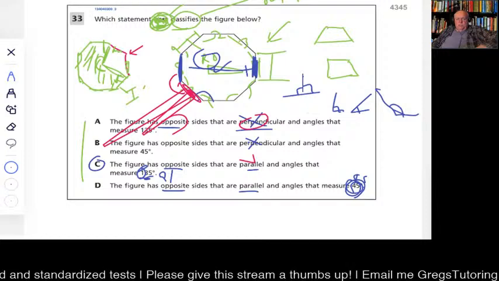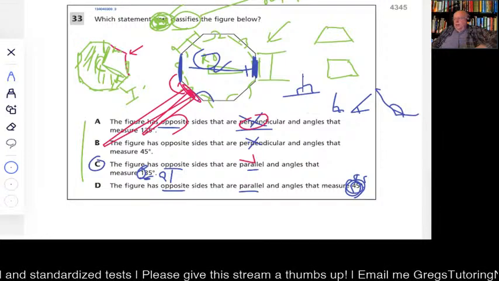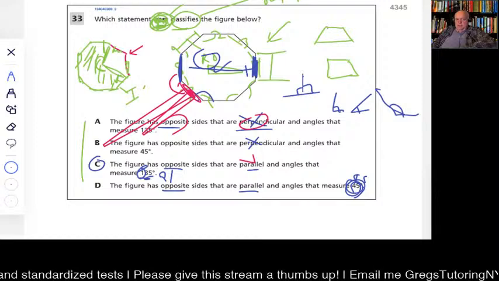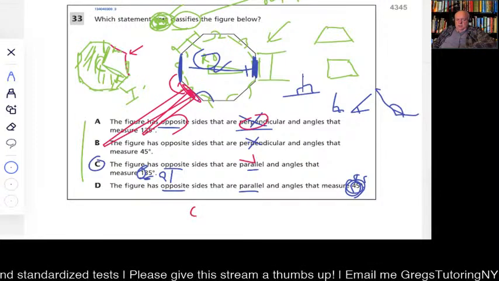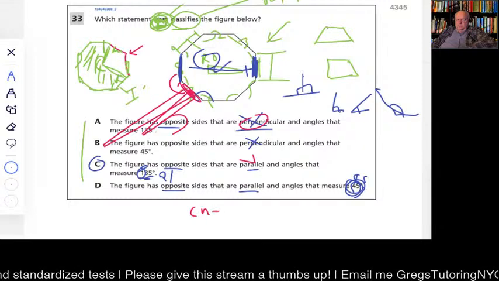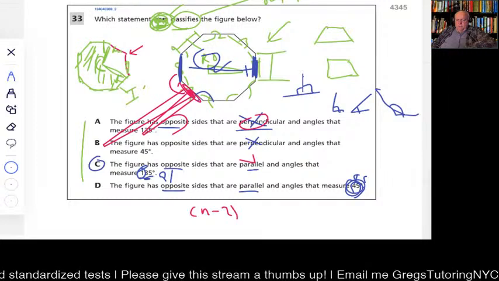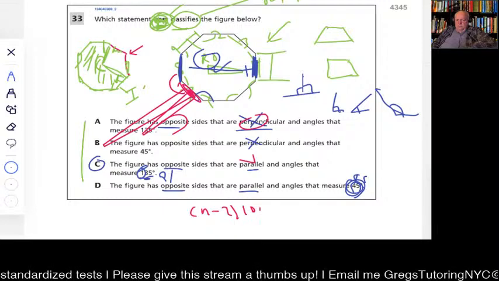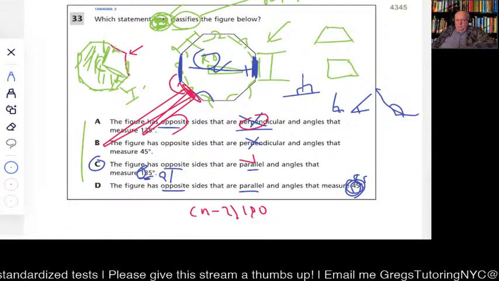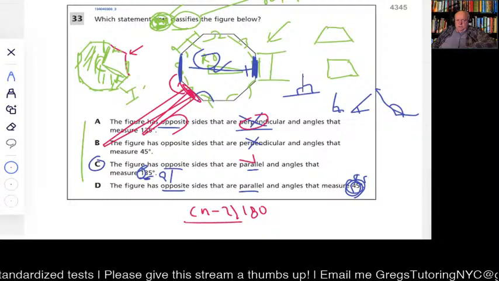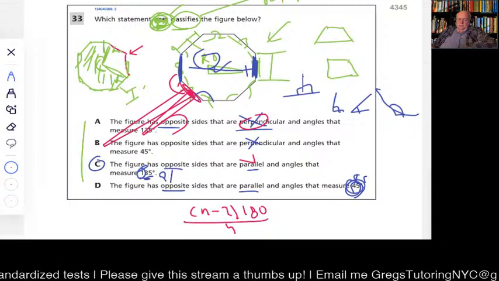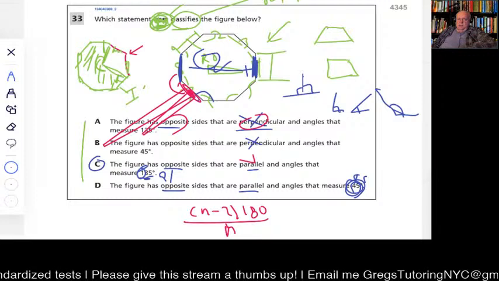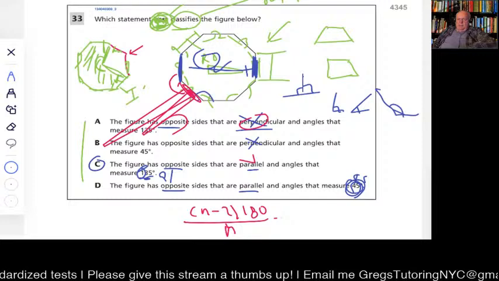Okay. Just as kind of a little sidebar, there is a way, there is an algorithm to compute the degrees of an angle in a polygon, a closed polygon. Okay. And I'm going to write it down here. That's n minus 2 times 180 over n. So that's n minus 2 in parentheses times 180 over n. So n is the number of angles.